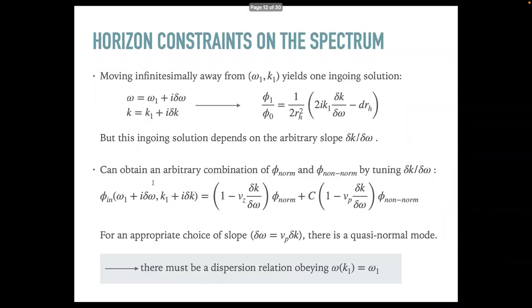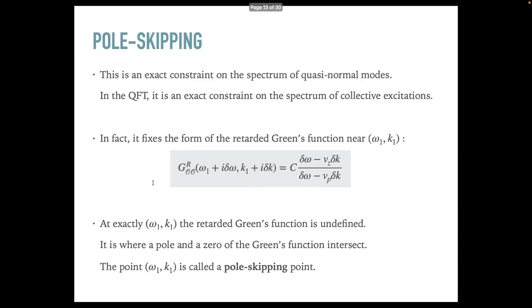Okay, so just from looking at the boundary conditions near the horizon, what we can extract is an exact constraint on the spectrum of quasi-normal modes. Or in the language of quantum field theory, there's an exact constraint on the spectrum of collective excitations. I don't need to know anything about what the rest of the space-time looks like. I can just look near the horizon and see, aha, the quasi-normal mode spectrum is not arbitrary, it has to obey these conditions.